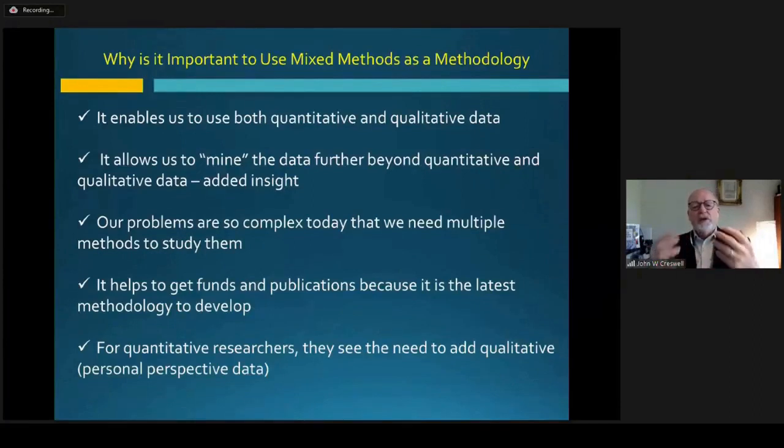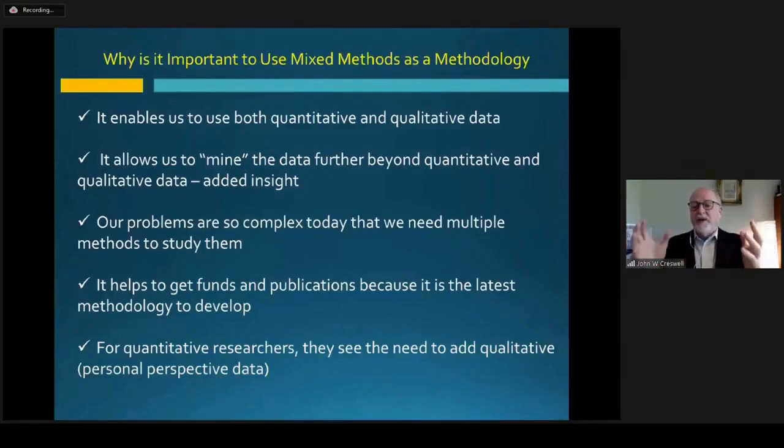I think another reason to use mixed methods research and why it's important is it is really being seen, I believe, as the most recent research methodology, which means that if a graduate student uses mixed methods, they're using a very current, up-to-date methodology for their project.